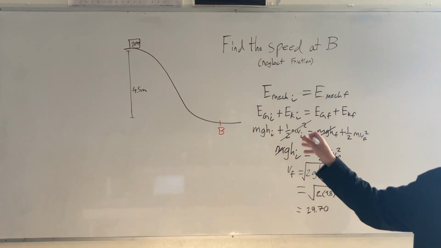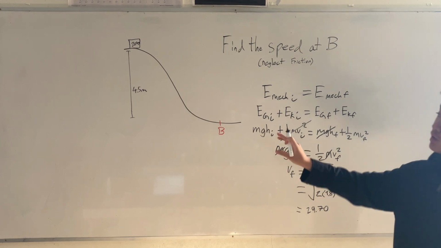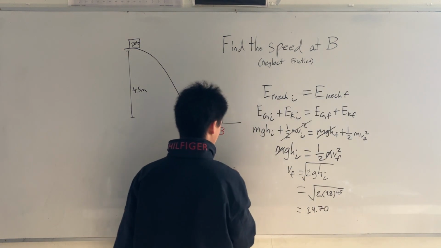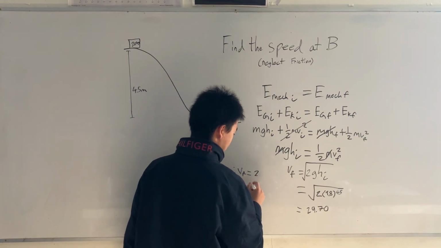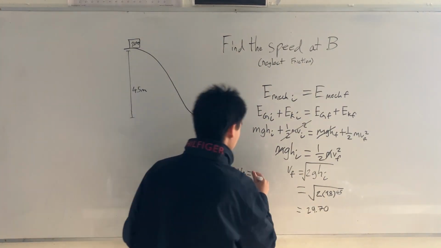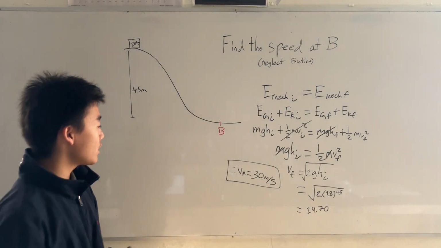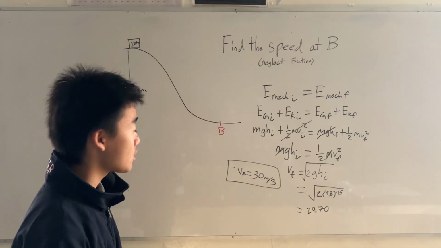Now rounding to 2 sig figs, because in this question we have 2 sig figs and 2 sig figs, our final answer, let's write it over here. So that's our final answer. Our final answer is 30 meters per second. That's our speed at B.